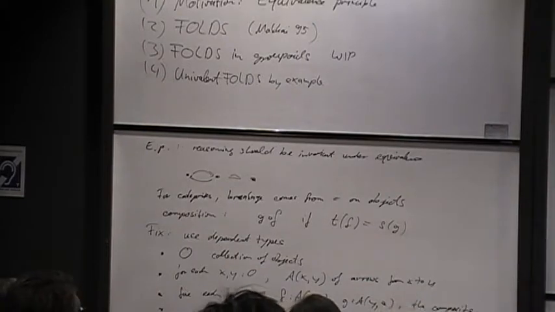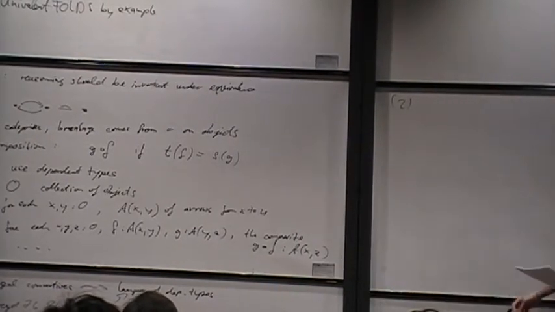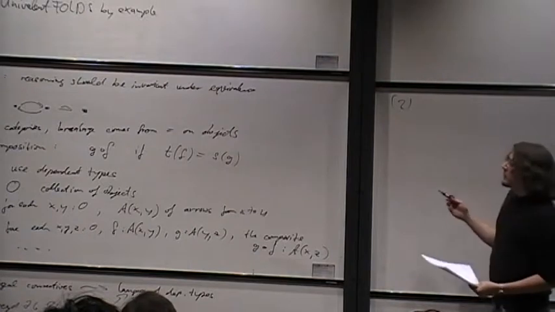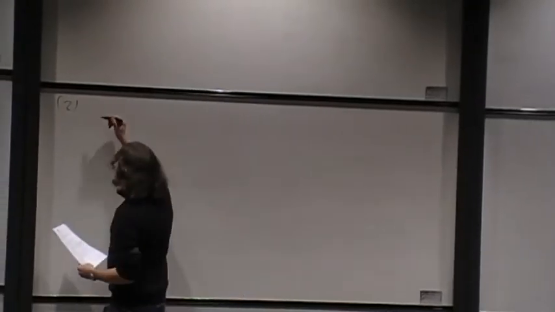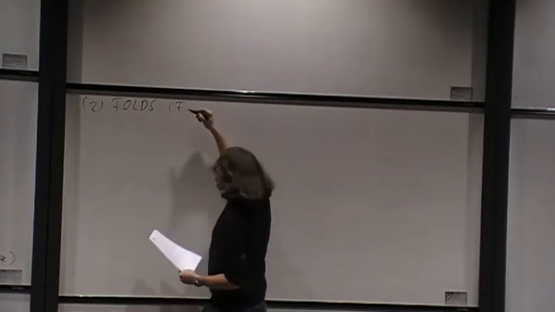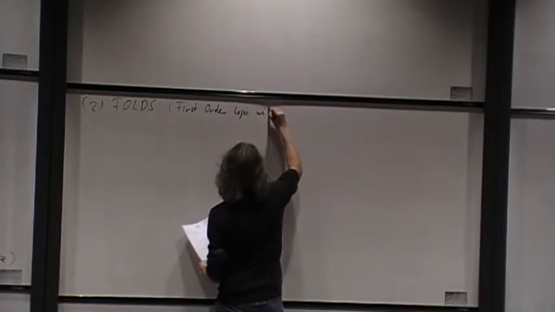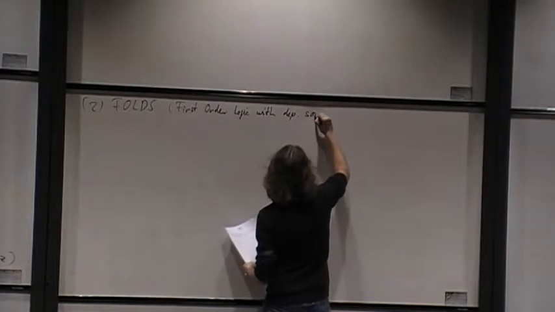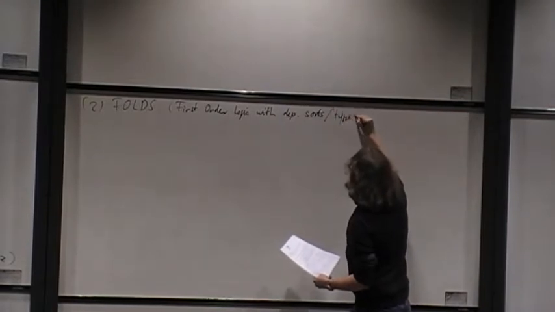Makkai's work on FOLDS. The goal of Makkai's work is to extend this theorem, which is a theorem not only about categories and the equivalence of categories, to other categorical structures. So what does FOLDS mean? It stands for first order logic with dependent sorts. I said types here, I said sorts here, but they are used synonymously in what follows.